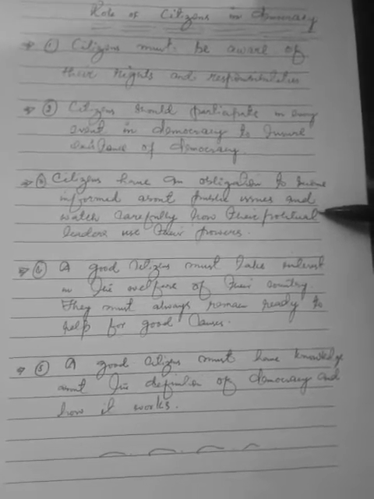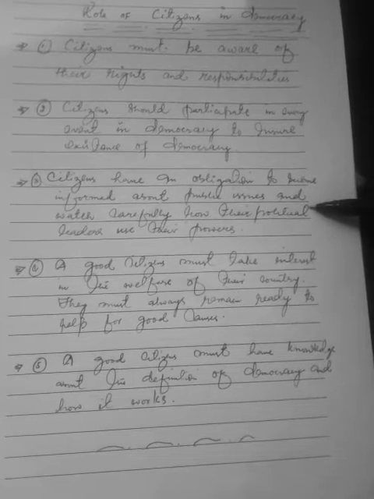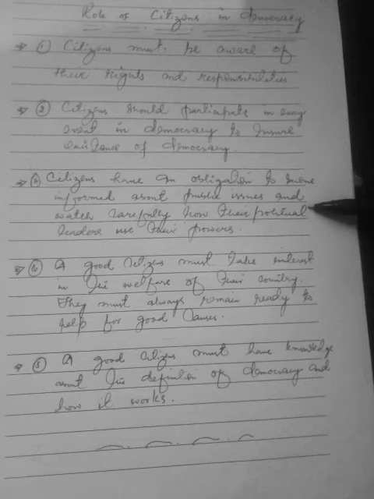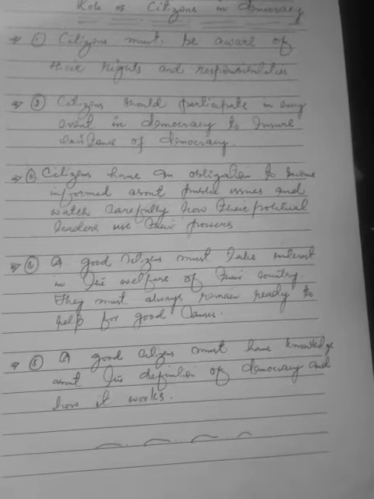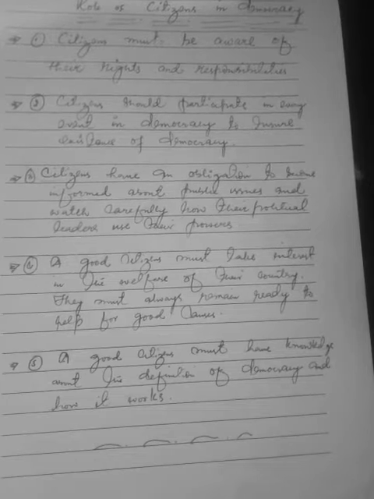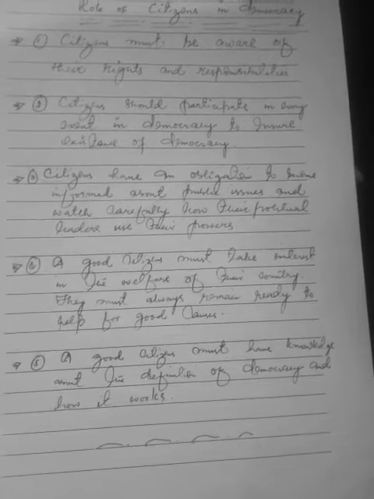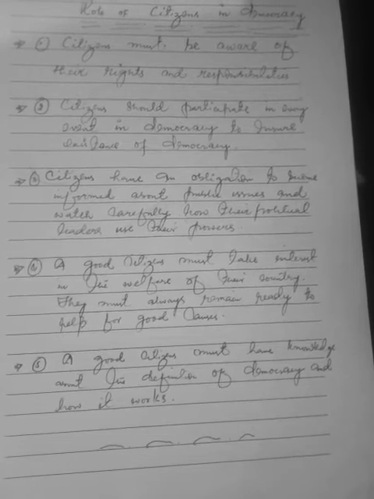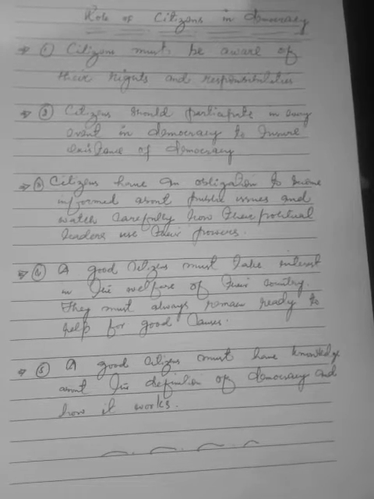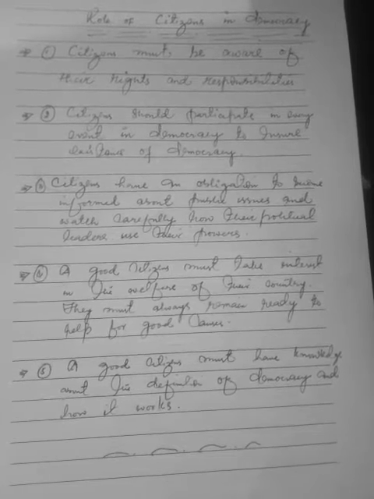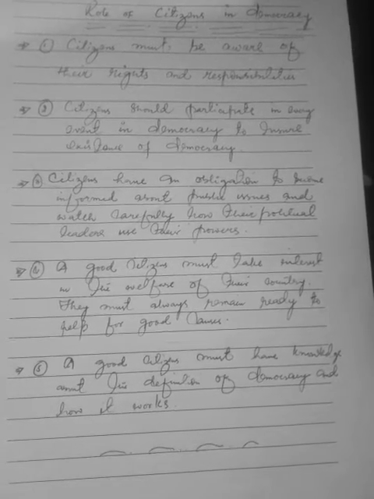Next, citizens have an obligation to become informed about public issues and watch carefully how their political leaders use their powers. This is another important point through which we can highlight the role of a citizen in democracy. It is a primary duty of every citizen to be informed about public issues and watch carefully how their political leaders are functioning and using their power. Citizens should become informed about current events and policy making through newspapers, magazines, televisions, and public meetings. This is how he or she can perform their duty and play their role in a democracy.